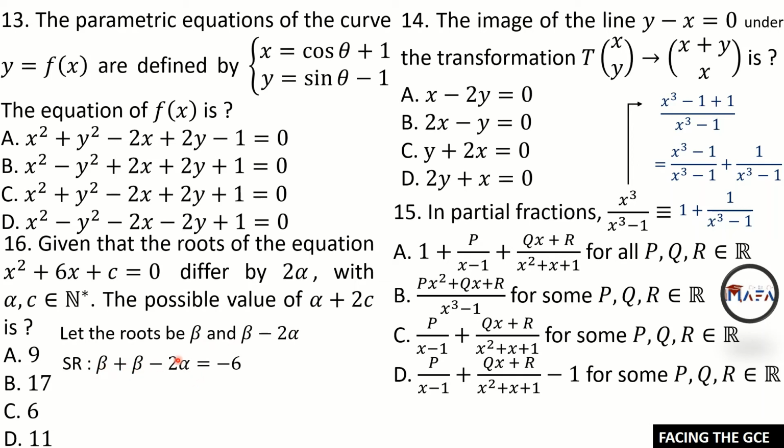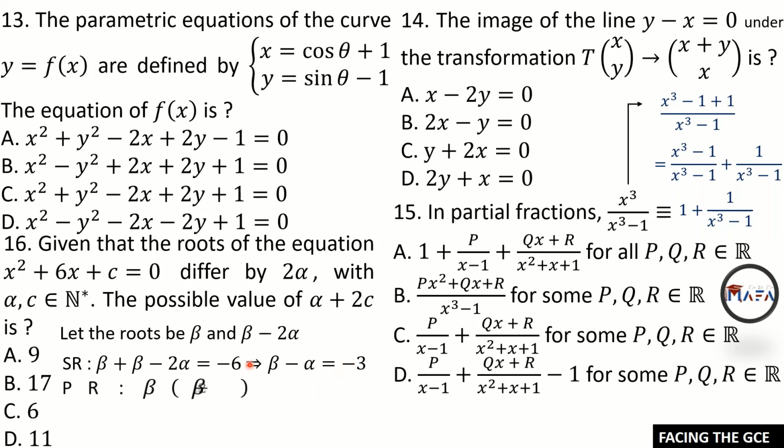But the sum of roots, since the quadratic is negative b on a, negative b is negative 6 and a is 1. So we have negative 6. Now if you add beta to beta, we get 2 beta. So we have 2 beta minus 2 alpha to be negative 6. We can now divide all through by 2. We get beta minus alpha to be negative 3. Remember that when we divide by 2, we are making things get better.